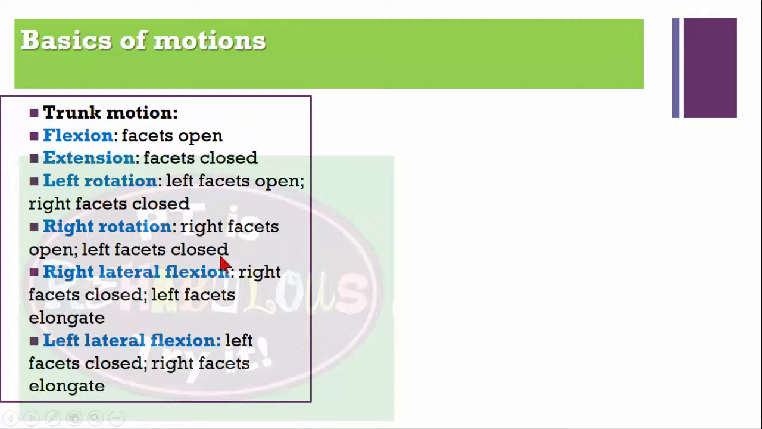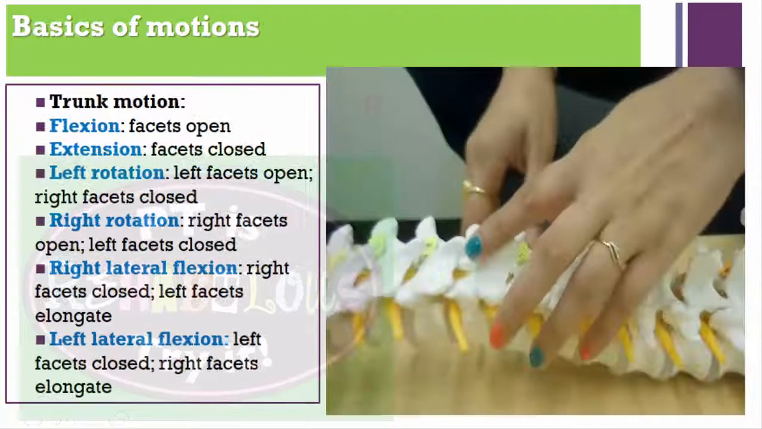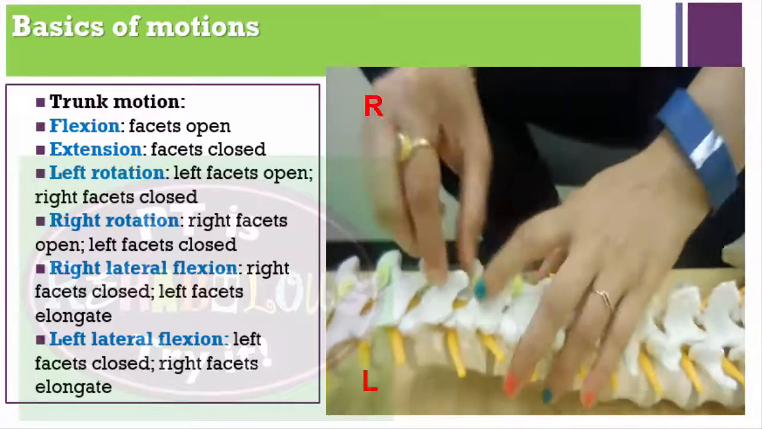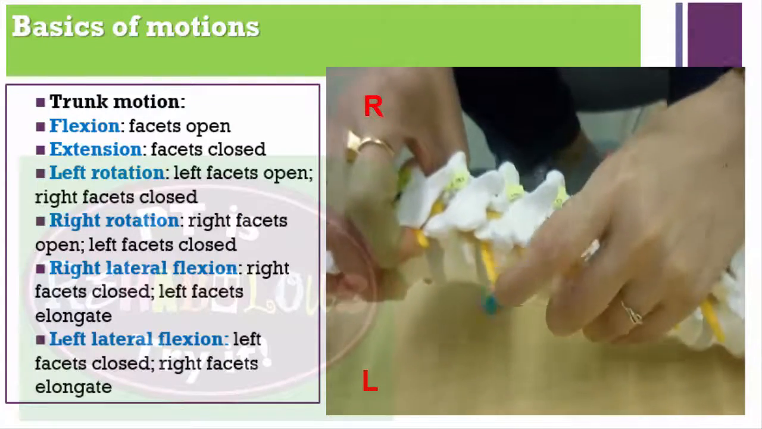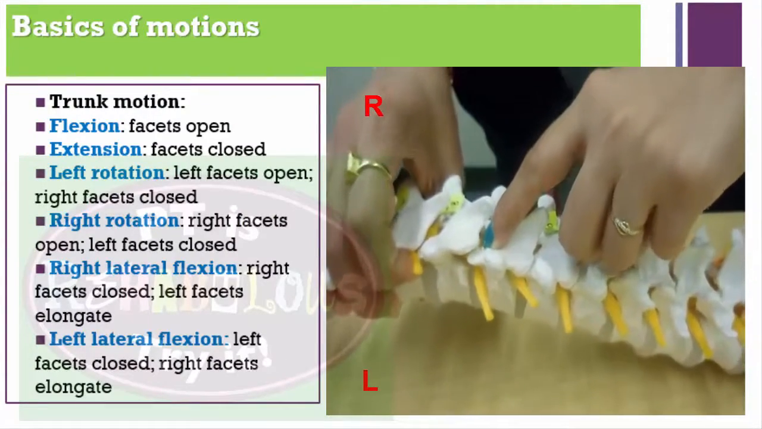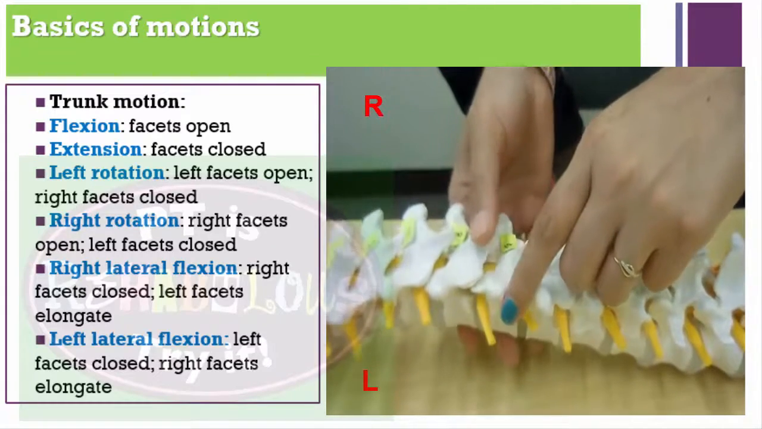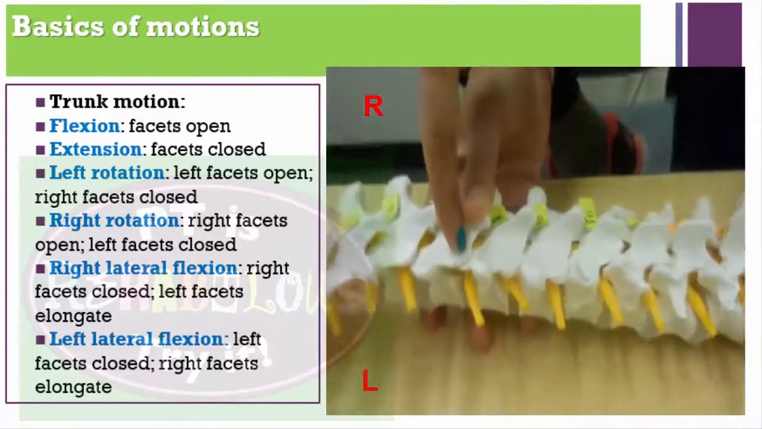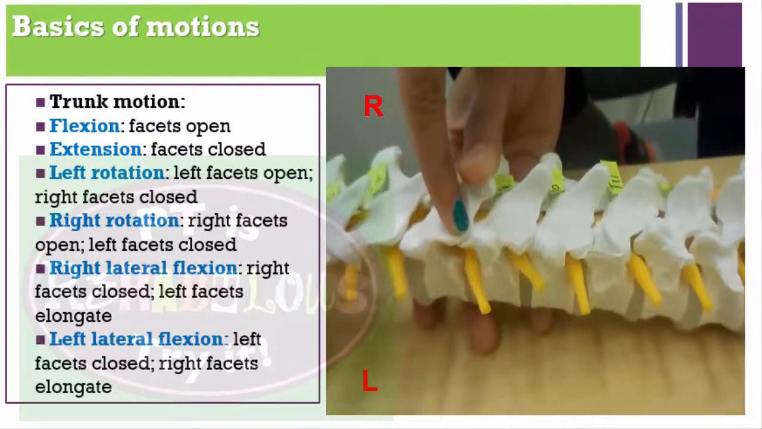Let's learn the basics of motion, how flexion affects your facet, extension, left rotation, right rotation, right lateral flexion and left lateral flexion on the spine model. If I'm doing flexion, this is your flexion, at that time your facets are open. If I'm doing extension, you can notice your facets are closed.